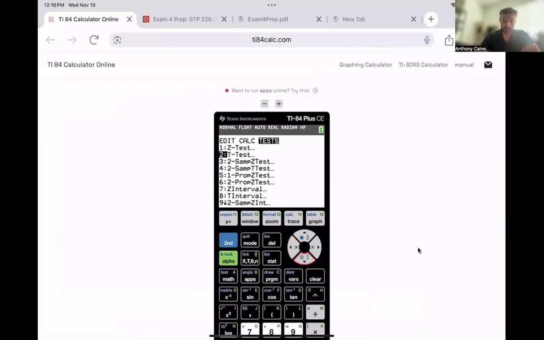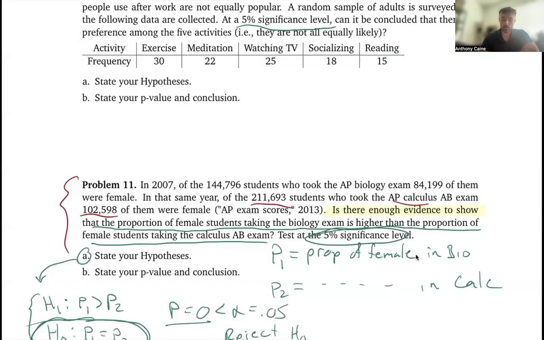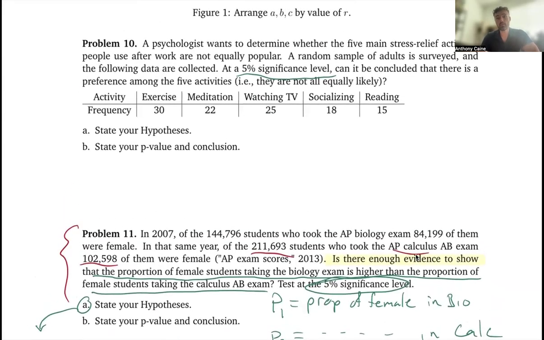So we can see it has test, has test, has test, but some things have interval or some things have int in the name. Don't use something with int in the name unless the problem says confidence interval or confidence level, right? The problem needs to say confidence in order to use that. When the problem says significance level, it's talking about a hypothesis test.